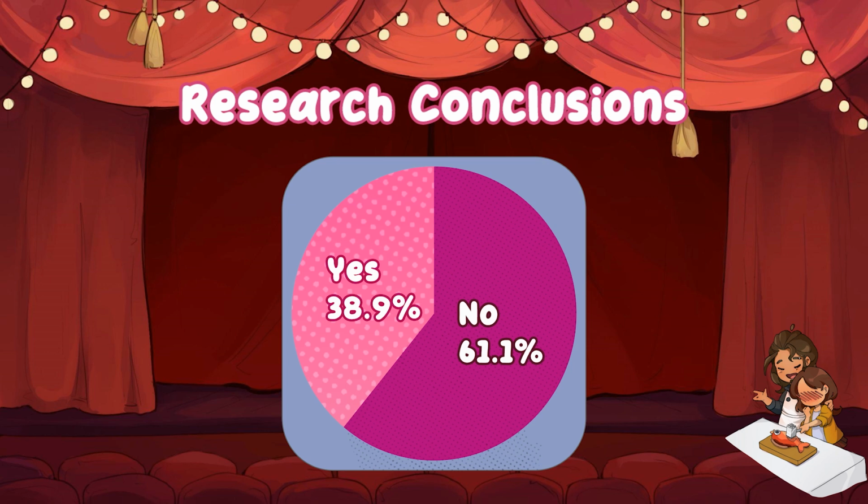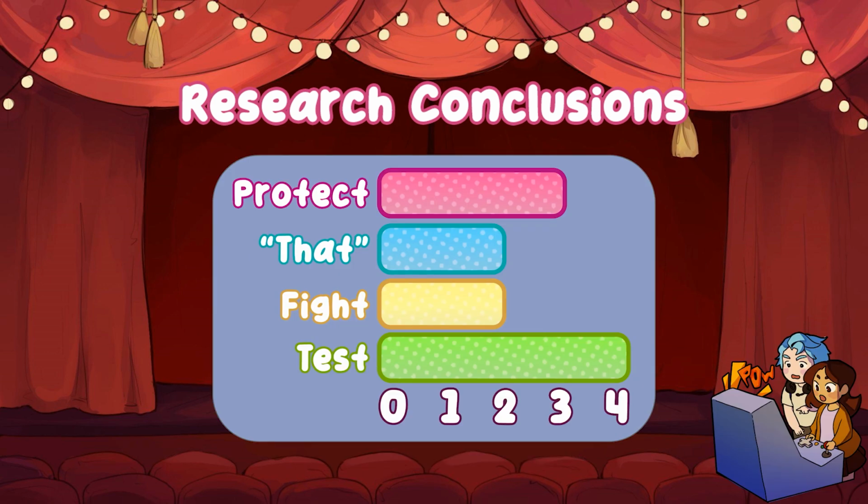And the reason was, through the common denominators, 3 of them said they wanted to protect themselves or their loved ones. 2 of them wanted to figure out what that was. Another 2 just wanted to fight them. And the 4, they just wanted to test their abilities. That was key.